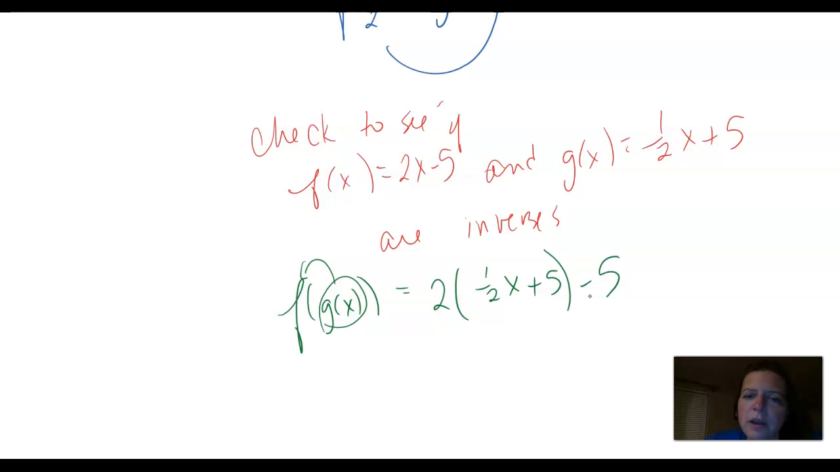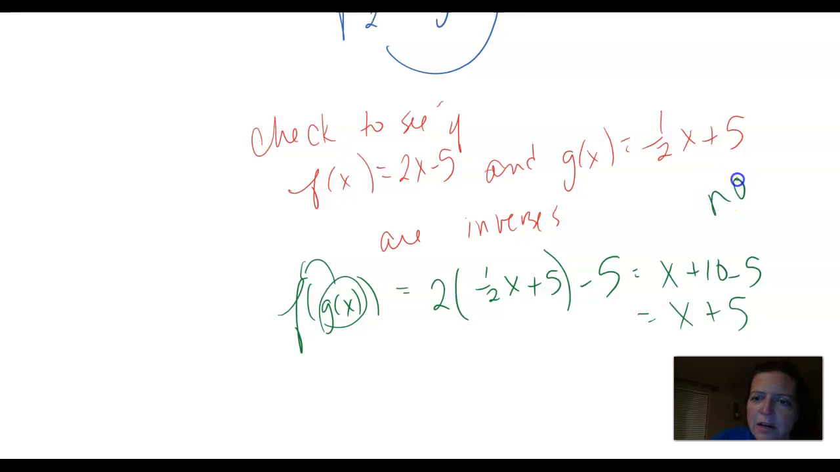Okay, so if I'm doing this kind of math, then what I would do first is maybe distribute my 2. So I would have x plus 10 minus 5, and that would become x plus 5. And there is no simplifying that beyond what I've just done. So do we think they're inverses?